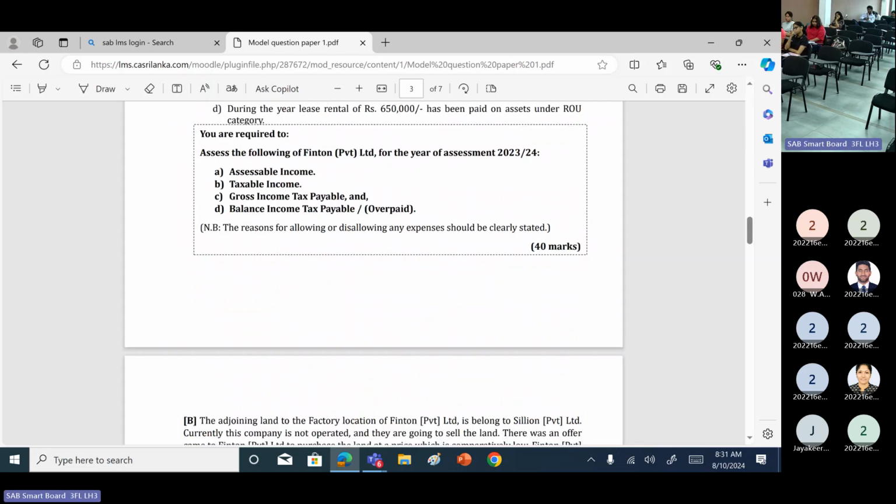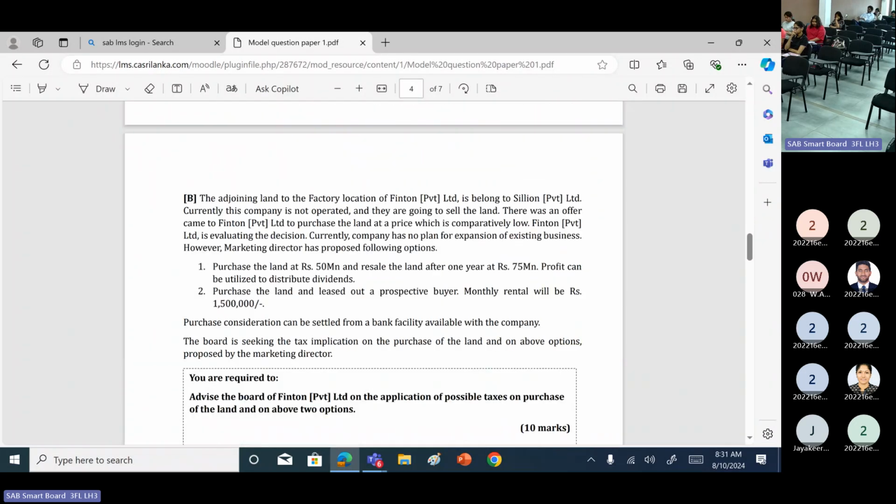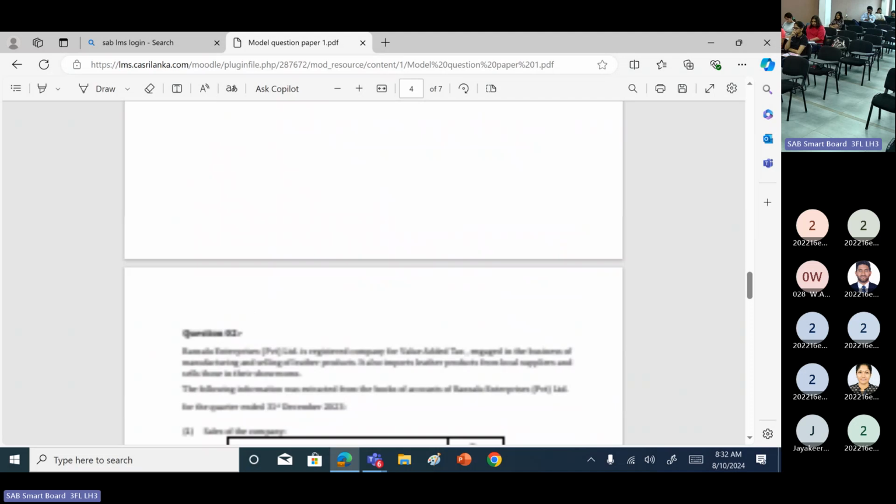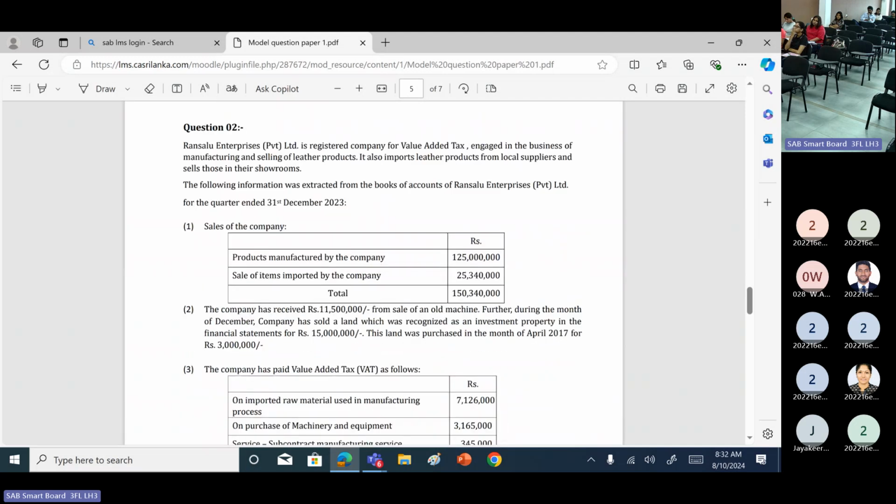The requirement is the computation of taxable income, tax liability, and balance tax payable. And thereafter, a small part of the same question will test how other taxes are applied, some type of tax planning or tax compensation question. Question 2 will again be on the computation of tax liability of the company.